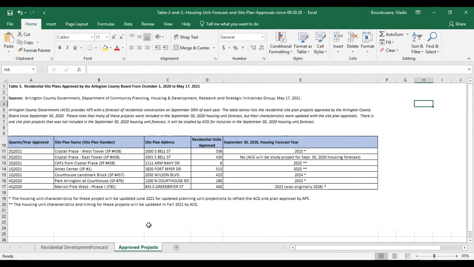So we do acknowledge that, with the caveat that, for example, the Crystal Plaza East Tower at 2001 South Bell Street, that project won't be considered for a housing forecast by the county until the fall of this year, later this year. So it's just a way of acknowledging what the county has approved, but at the same time, the caveat is that for some of those projects, until the county has an estimate for its construction date, when it will be finished, we cannot include it in the projections.